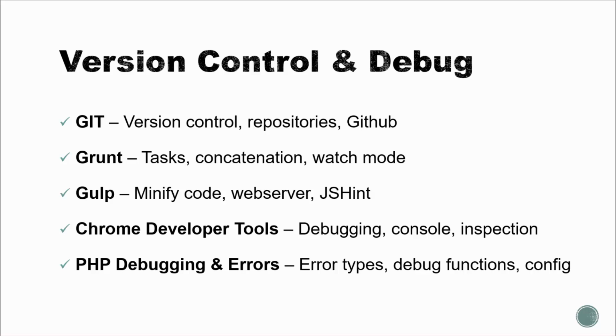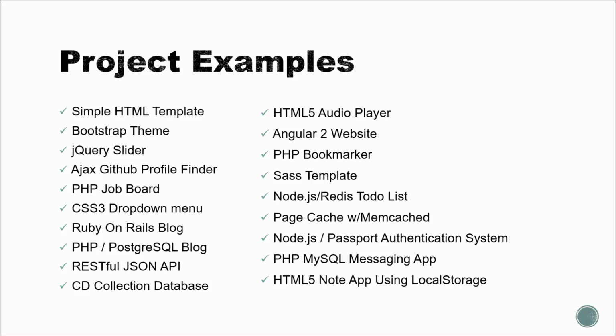I'll show you all the different tabs, how to use debugging, how to use the console, inspect your code, things like that. And then we'll move on to PHP, where we'll talk about the different types of errors, different functions to help us debug, and also some of the configuration options. All right, so those are the five different areas that we'll be looking at.